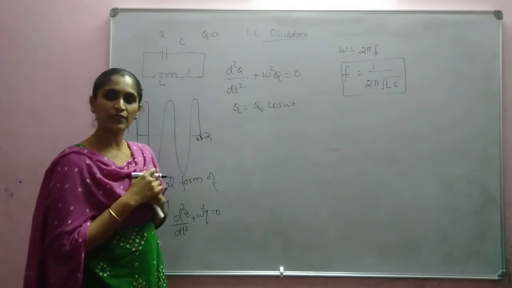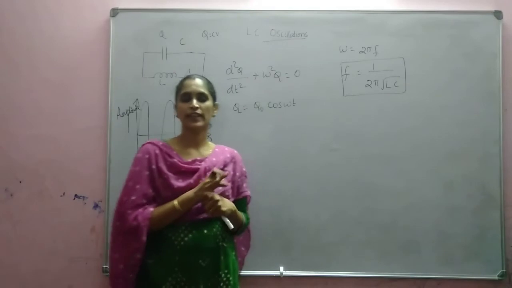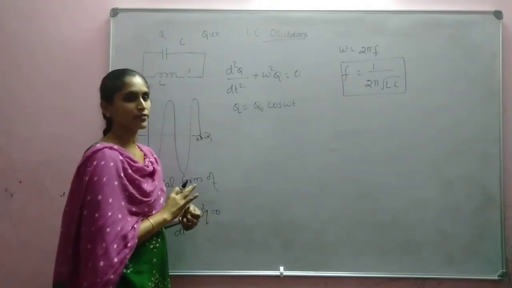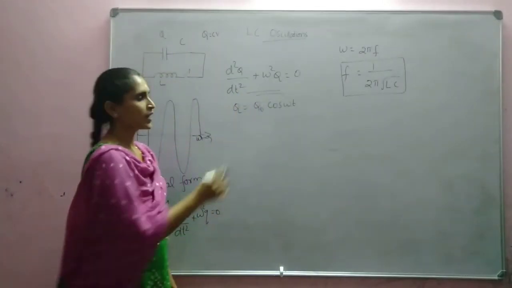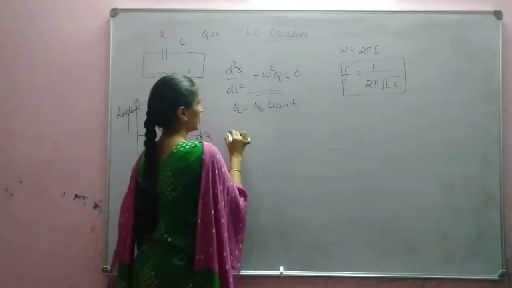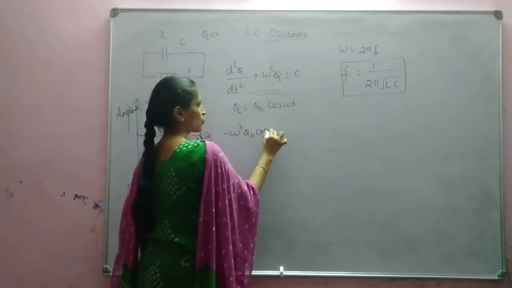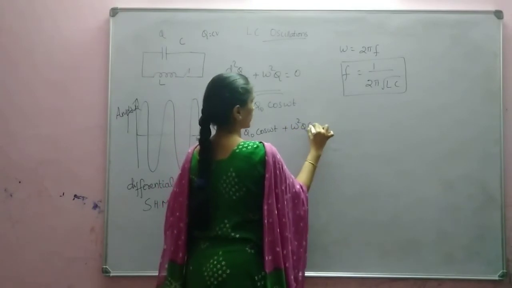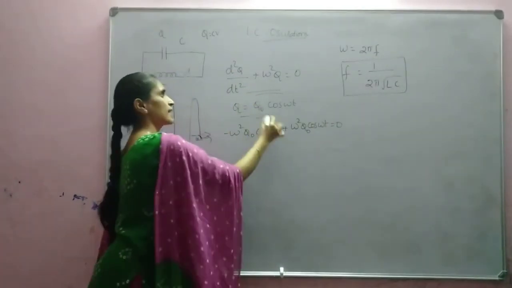If we take a sine function, at t is equal to 0, q is equal to 0, and no charge would be there in the capacitor. So we consider that it is a cosine function. You can check whether it satisfies this equation or not. If you differentiate it two times, you will get minus omega square q0 cos omega t, and here plus omega square q0 cos omega t. So it will get cancelled and you will get 0. So this satisfies this equation.